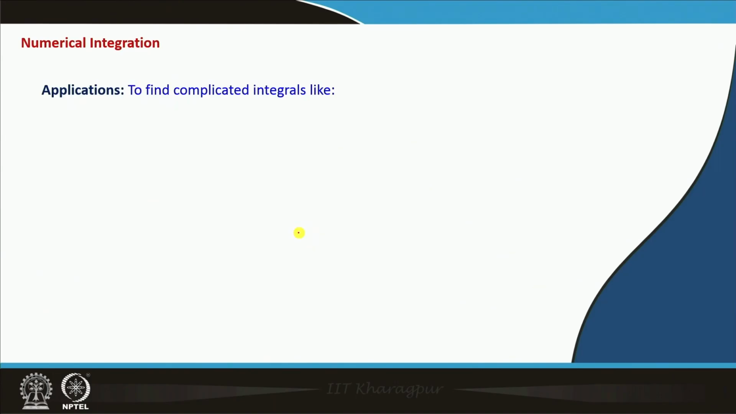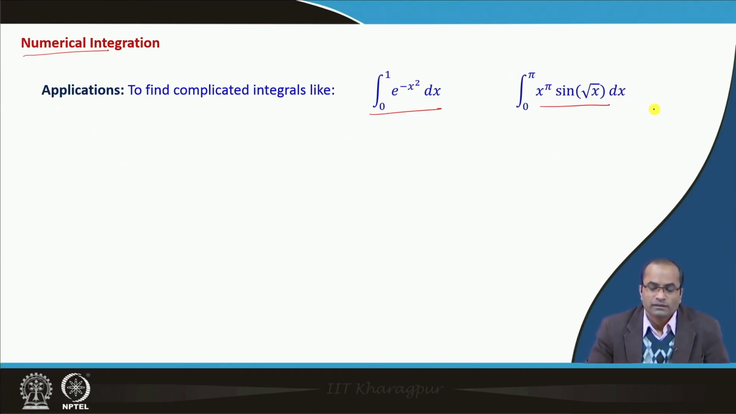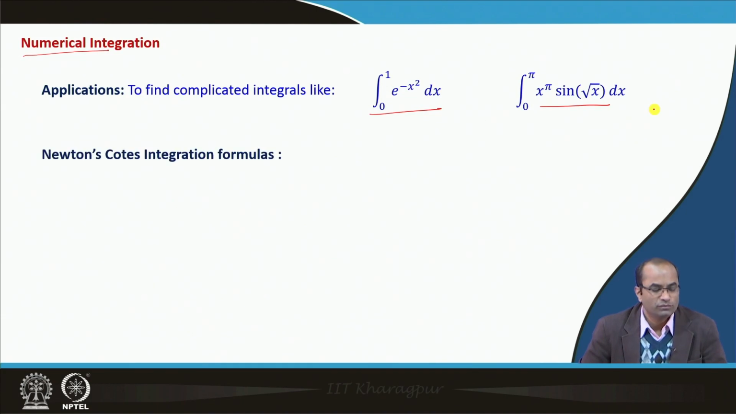So the first question is: why do we use numerical integration? The idea is that in many cases some complicated integrals, like e power minus x square from 0 to 1, or x power pi sine square root x dx, cannot be integrated exactly. So what we do is compute them numerically, or approximate them numerically.